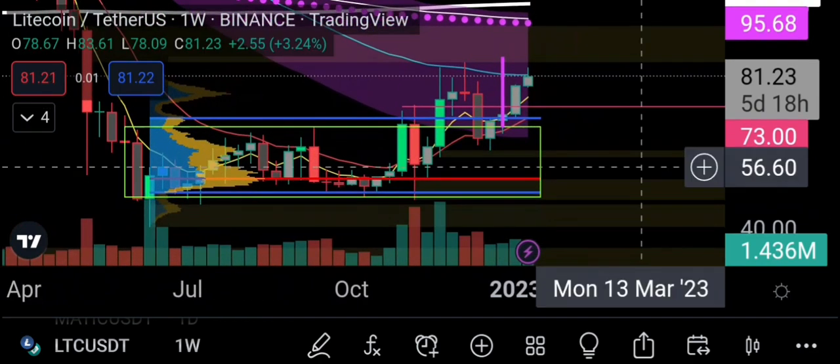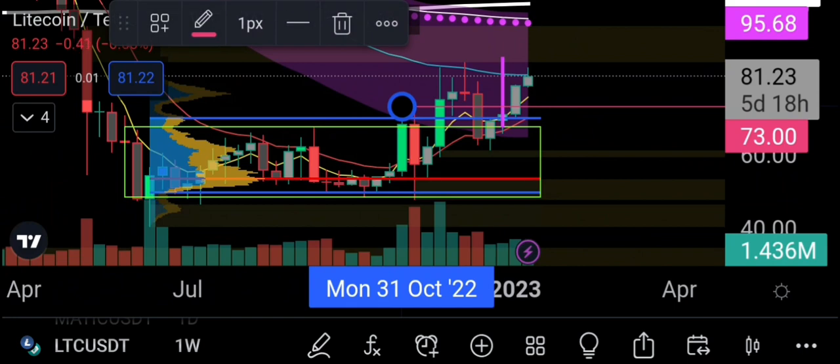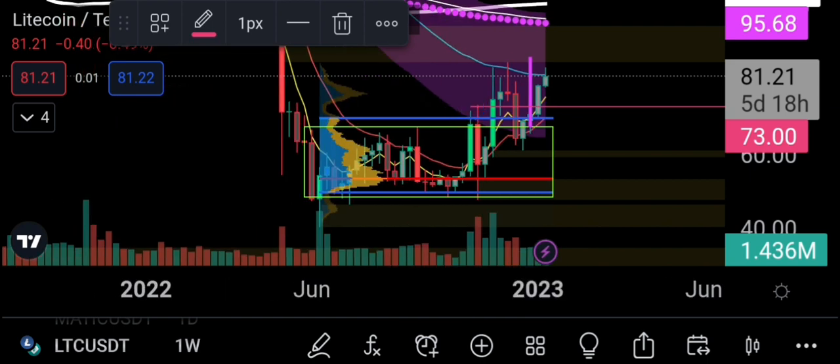As I said earlier in my previous videos, if Litecoin can't break above 85 and hold above 85, there is a high probability we'll be coming down to $65 at least.